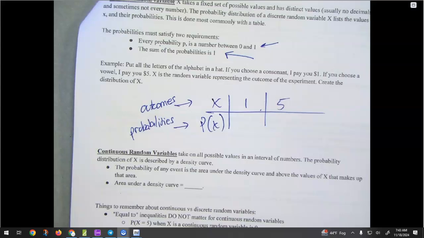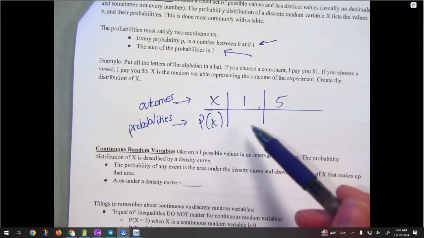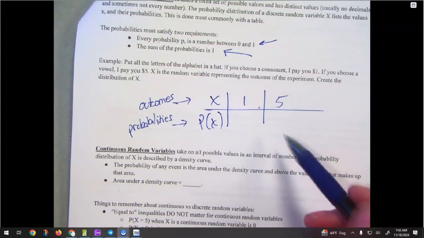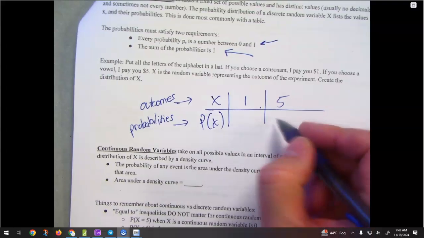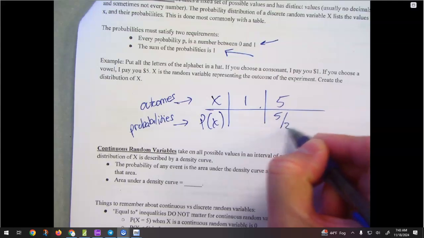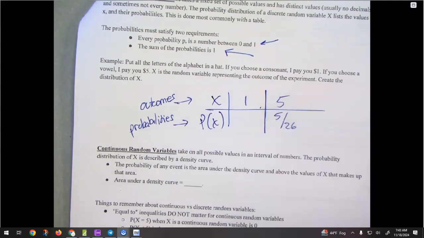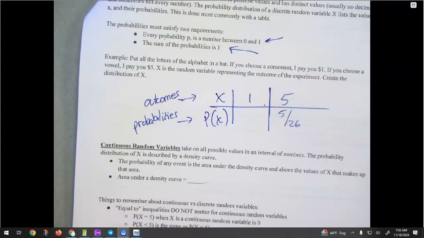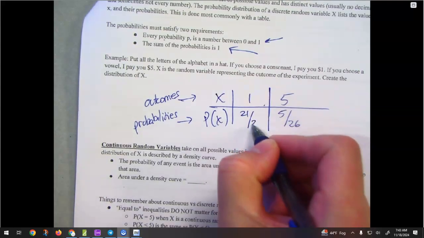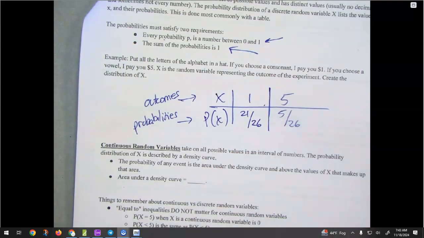What's the probability you win 1? That's a vowel. How many vowels are there? 5. Probability of getting a vowel is 5 out of 26. Probability of getting a consonant is 21 out of 26. If you gave me this table, I would say this problem might be like 3 points.